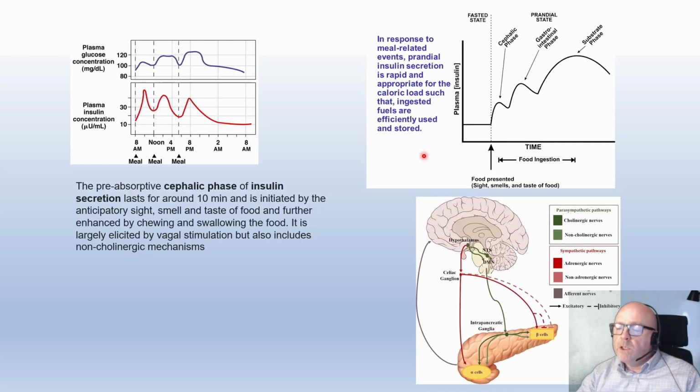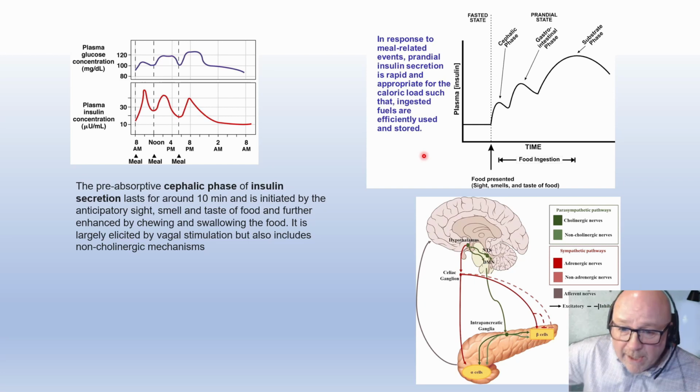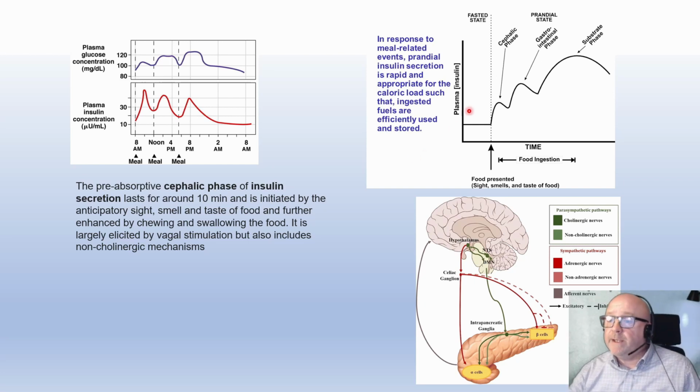Okay, back on. So I mentioned there was more than one way in which these insulin granules could be secreted, and I think it's quite an interesting way. There's this pre-absorptive cephalic phase of insulin secretion, which, I mean, we've been showing you this: you eat and you get a spike. But in truth, it looks like this. What happens is that you look at food or smell or taste food and you get a spike. And this is called the cephalic phase of insulin secretion.